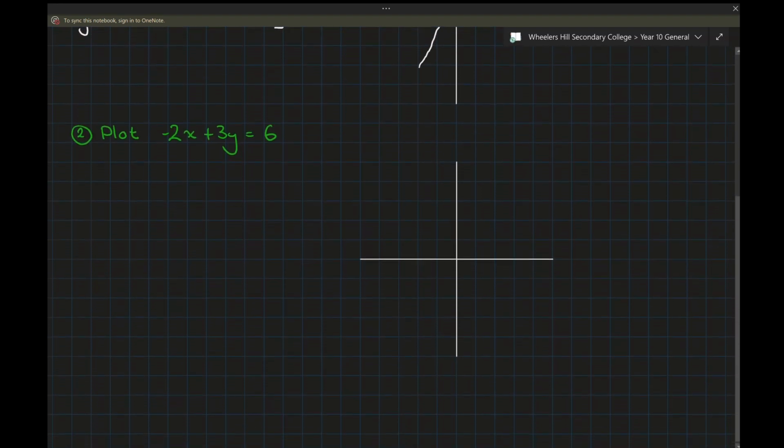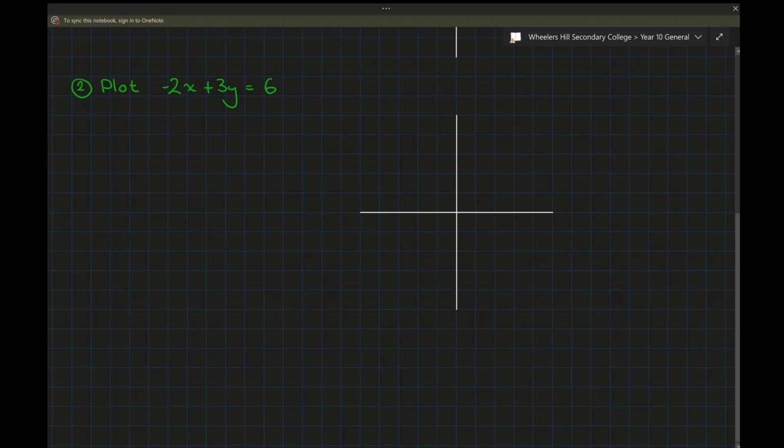Let's apply the same process for example number 2. I'm looking for the x and y intercepts. On the y-intercept, we let x equal 0. -2 times 0 plus 3 times y equals 6. -2 times 0 remains as 0, so I'm left with 3y equals 6. And you can use your CAS to solve, or you can see that 3 times 2 equals 6. So that must mean y equals 2. And we plot that point.